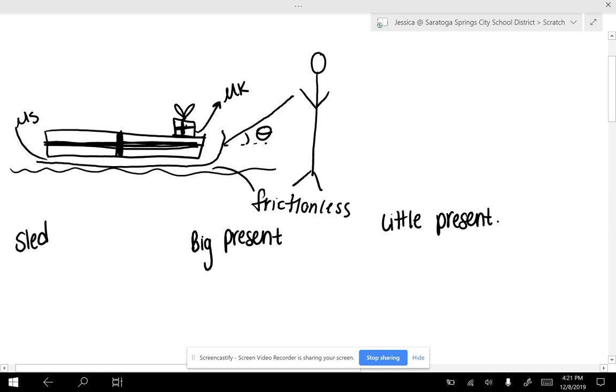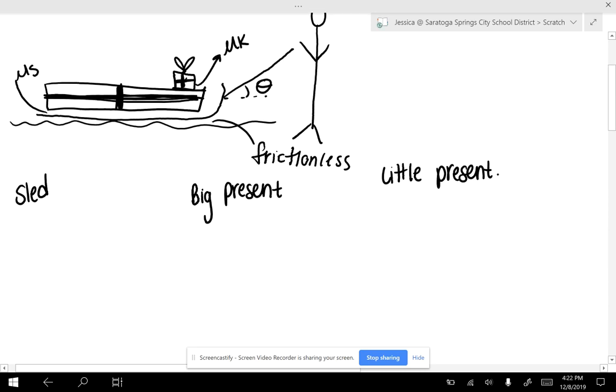So let's go top to bottom when it comes to figuring out forces. Acting on the little present, we have a force of gravity. Let's call the little present A, big present B, and the sled C, so we can label these. We have an upward normal force from the big present, so normal force from big present on little present, or B on A.